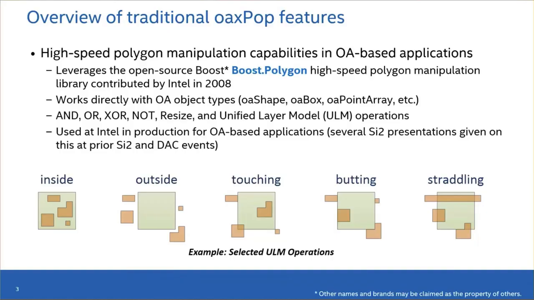It basically leverages the open source Boost Polygon library, which was actually contributed by Intel in 2008 and is available as an open standard there as a C++ library. OAXPOP takes that engine and plugs it in with the open access objects directly, such as OA shape, OA box, OA point array, and so forth.